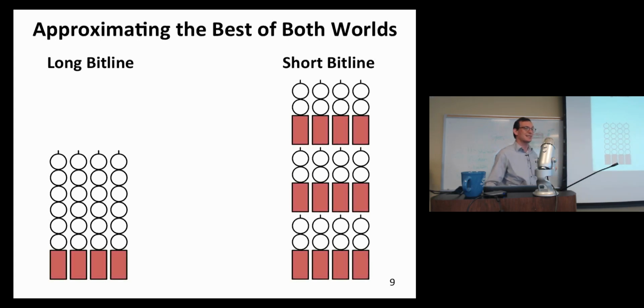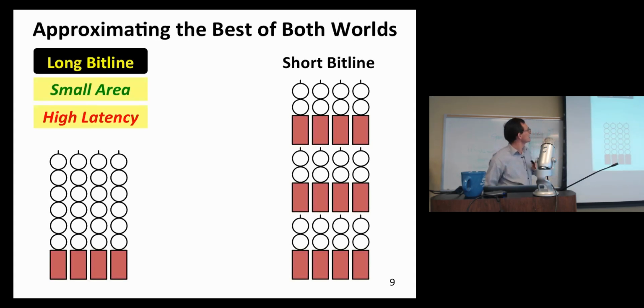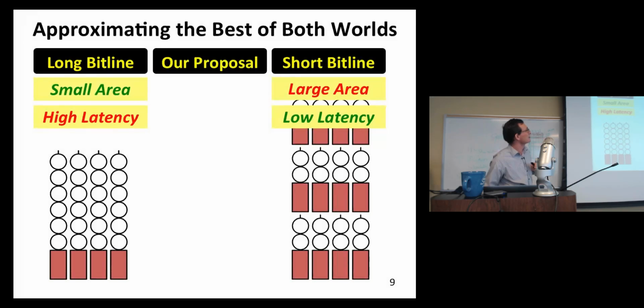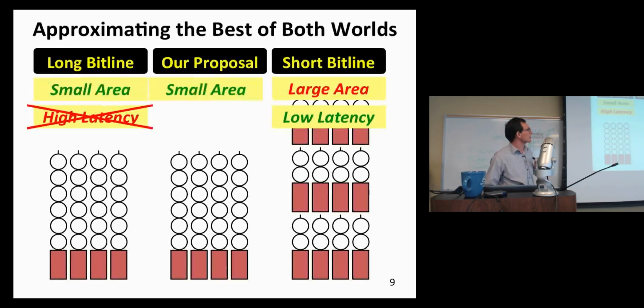So how do you approximate the best of both worlds? That's the idea of TL-DRAM. And the idea is, remember, if you want to approximate the best of two things at the same time, heterogeneity is a good answer. And the idea of TL-DRAM is a heterogeneous substrate. Basically, you have a long bit line that has small area but high latency, and a short bit line that has low latency but large area. How do you get the best of both worlds, or approximate the best of both worlds?